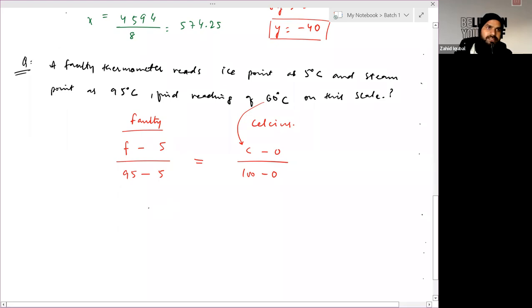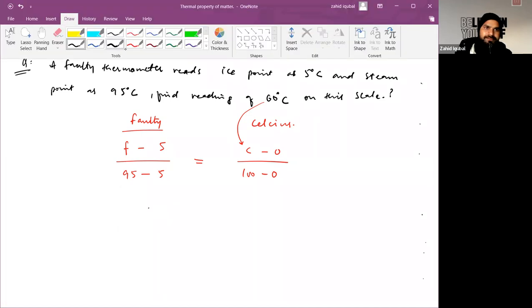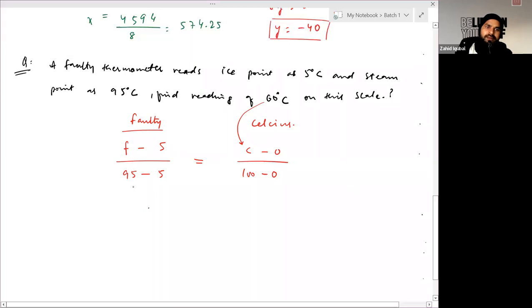Hamza, you have done a little mistake while solving. Let me solve F minus 5. 95 minus 5 will be 90. C is 60 divided by 100. So this 0 and this 0 will cancel out. Move this 90 to right side. So F minus 5 equals 6 into 90 divided by 10. This 0 and this 0 will cancel out.